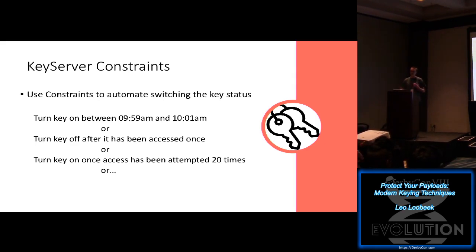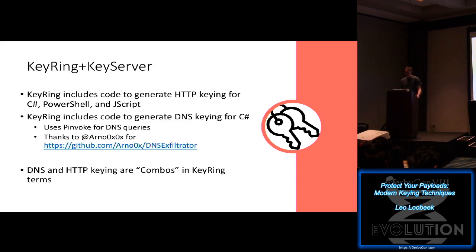Or let's say you had persistence in an auto-run key. After it's been accessed once for the day, let's just automatically turn it off, and any other request that comes in the rest of the day, we're going to know about. Or you can automate that sandbox bypassing behavior by saying, hey, let's wait till the key's been attempted 20 times, and then we'll go ahead and turn it on.